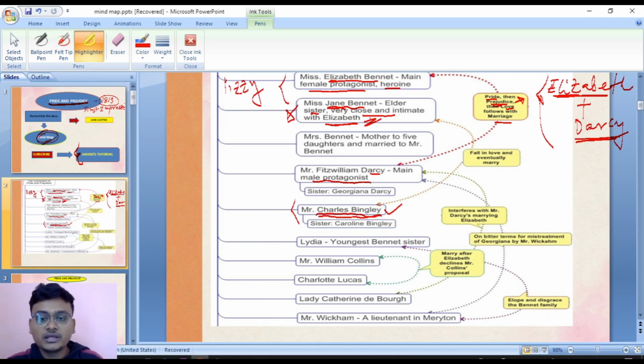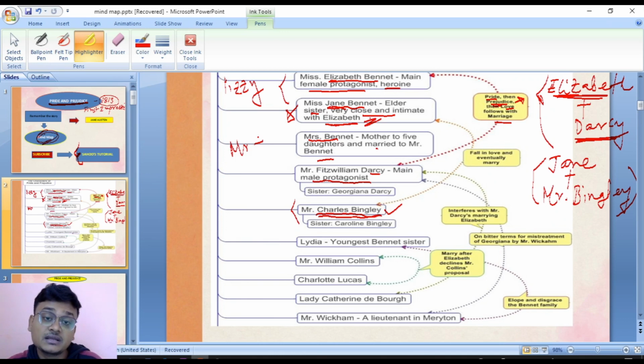Now look at here, Mr. Charles Bingley. So we have one pair of couple, Elizabeth and Darcy. Another pair of couple is here, Jane plus Mr. Charles Bingley. I'm writing here Mr. Bingley, Jane and Mr. Bingley. Now, Mrs. Bennet is the mother of 5 daughters, and married to Mr. Bennet. So we have the Bennet family here, Mr. and Mrs. Bennet, who have 5 daughters. The first one, the eldest, is Jane, after that Elizabeth.